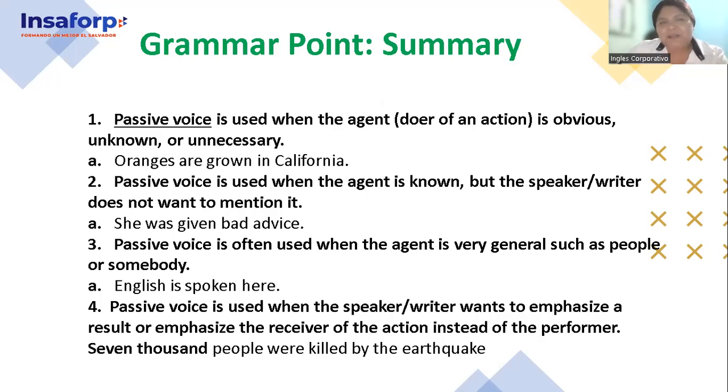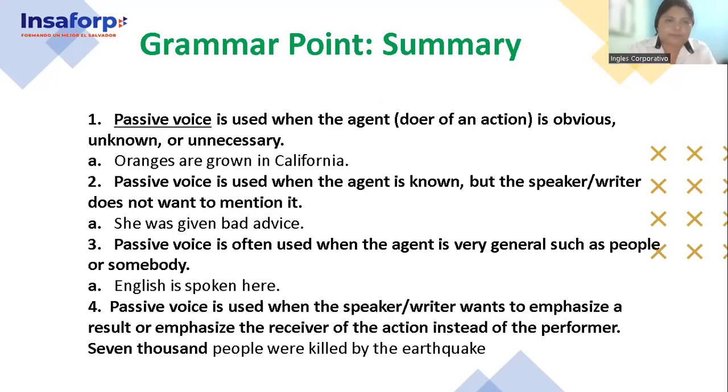Okay, she was given bad advice. So we know who gave someone bad advice, right? But we don't want to mention that name. Let's see, number three, volunteer. Yes, of course, Benjamin. Passive voice is often used when the agent is very general, such as people or somebody. Okay, and this example is really clear. English is spoken here. Okay, so that's none, that's general. Okay, nothing else to say about it. And let's see, four, volunteer. Me, teacher.